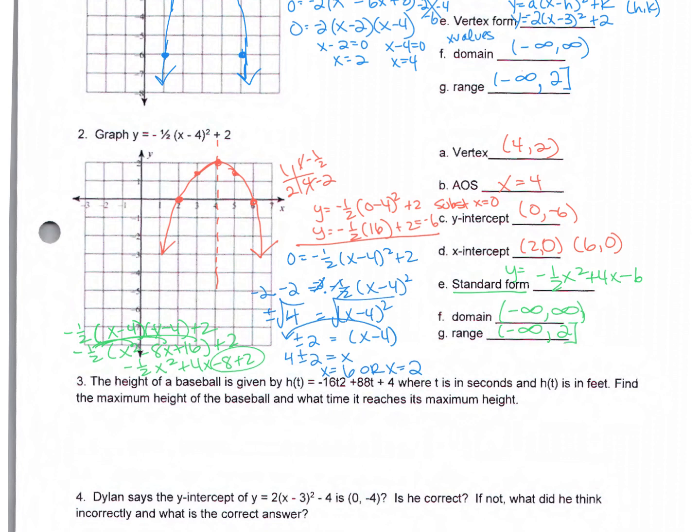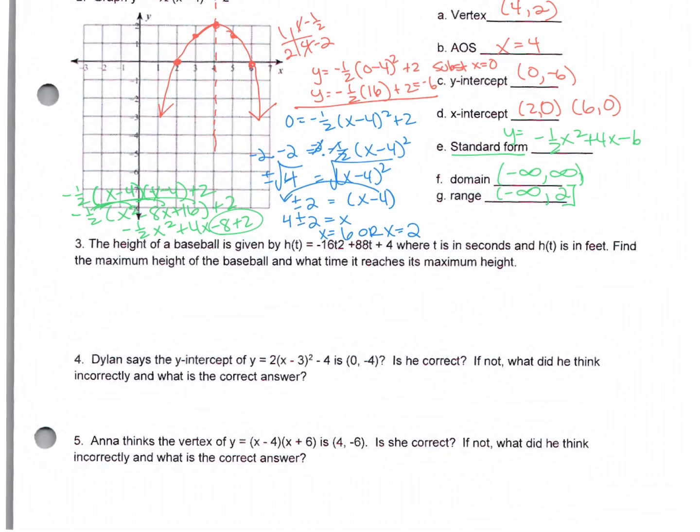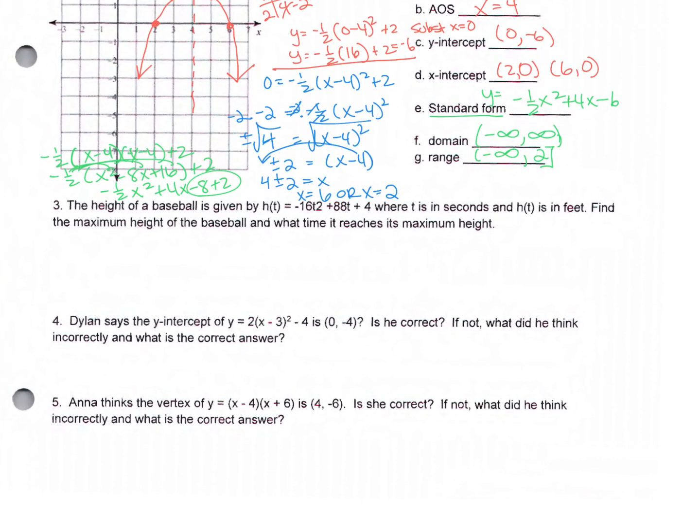There's no more y's on my parabola, so negative infinity up to 2, and it stops. So let's take a look at this baseball problem. When you're doing this problem, this 2 should be an exponent. I apologize, probably something with my Word docs and Google Docs. Anyways, it wants me to find the maximum height and the time it gets there.